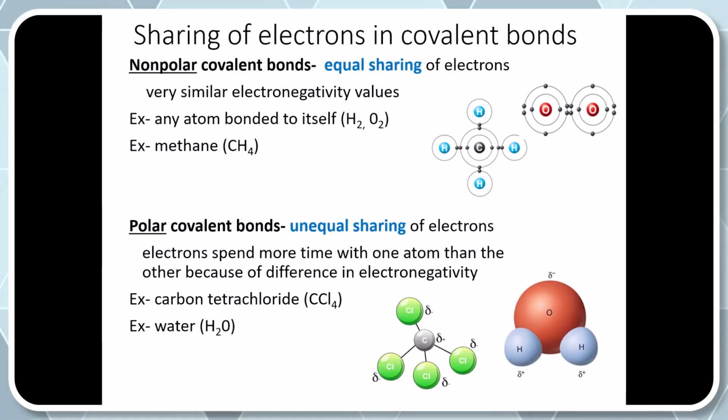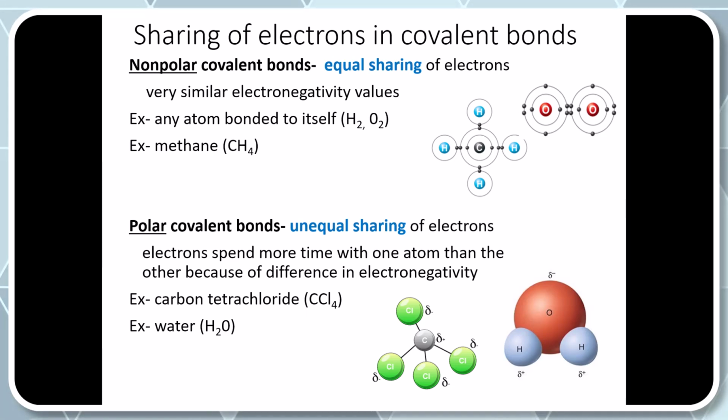So if you've ever shared something with anybody ever in your life, right, sharing is not always equal. There's equal and unequal sharing. So nonpolar covalent bonds are when there's equal sharing of electrons. This happens when atoms have very similar electronegativity values. So any atom that's bonded to itself, like H2 hydrogen to hydrogen, or O2 oxygen to oxygen, or something like methane, because carbon and hydrogen have very similar electronegativity values.